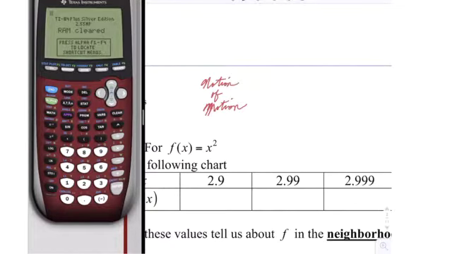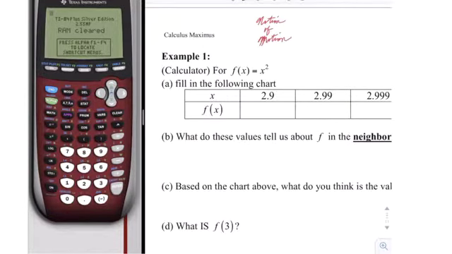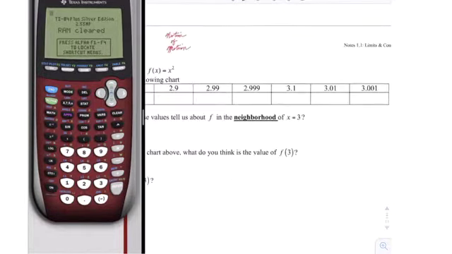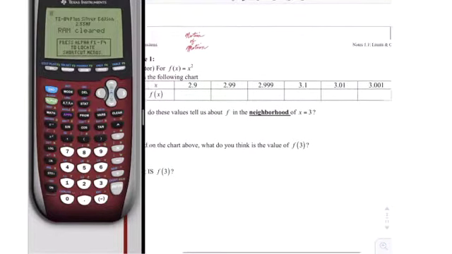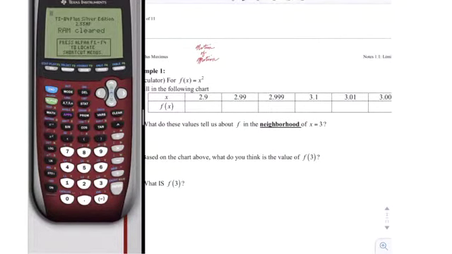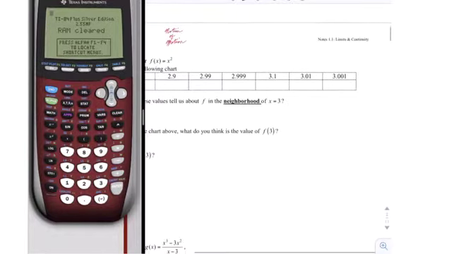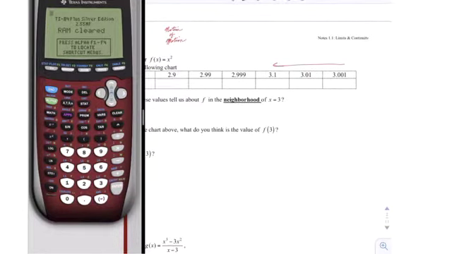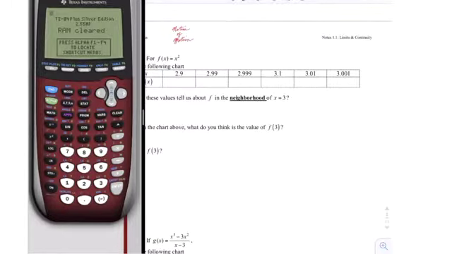Okay? Now, for example, on this one, if f of x equals x squared, we just want to fill in this number line chart, okay? So notice from the left-hand side, 2.9, 2.99, 2.999, it looks like we're approaching the number 3. And then if we look at the numbers coming back the other way, 3.1, 3.01, 3.001, that appears to be approaching 3 from the right-hand side. So let's go ahead and fill in this table.